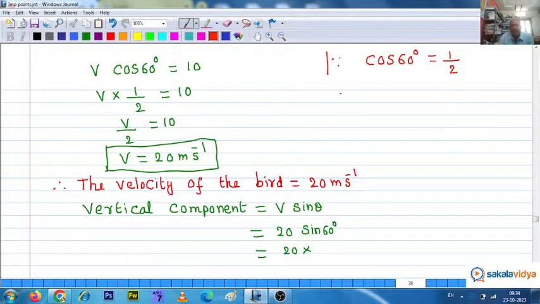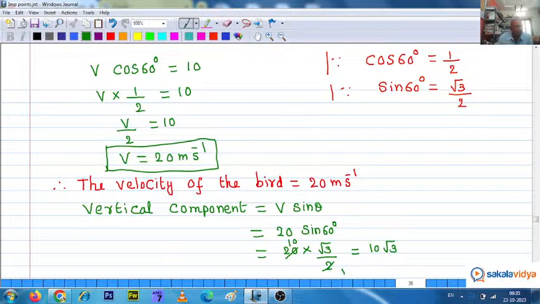So my dear students, remember sin 60 degrees is equal to, do you have any idea? You can type in the chat box. So sin 60 degrees is equal to root 3 upon 2. You remember. So you can write 20 times root 3 upon 2. 2 ones are 2, 2 tens are 20, that is 10 root 3. So you can simplify this also. One more thing you remember, root 3 equals 1.732. For example, root 2 is 1.414.